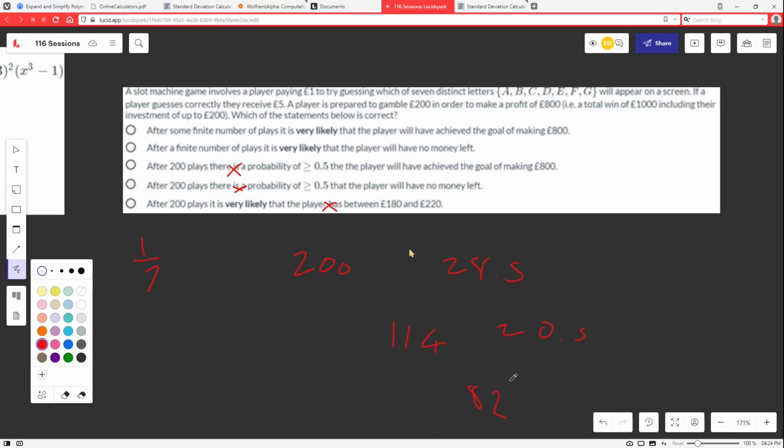So as they continue on, each time they're making less and less money, they're losing money overall, they're tending towards 0 and losing all their money. So it is not very likely that after some finite number of plays, the player will achieve the goal of making 100, because they're losing money on average. So then the only one that lives is this one. After some finite number of plays, it is very likely that the player will have their money left. If they continue going, they're going to lose their money. They're not making money.